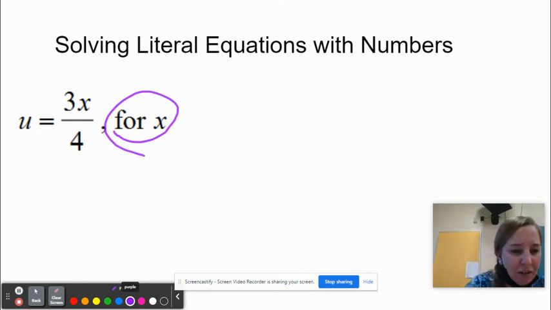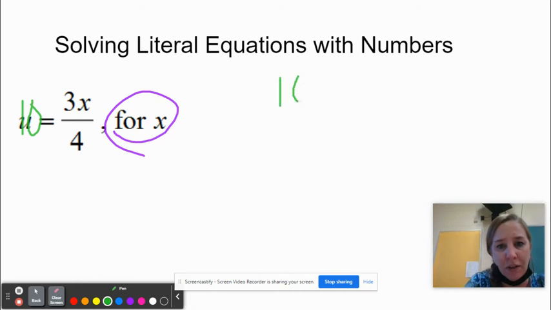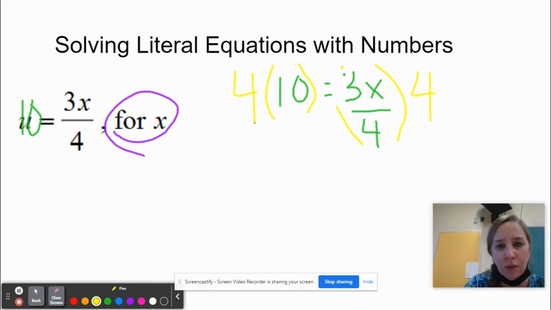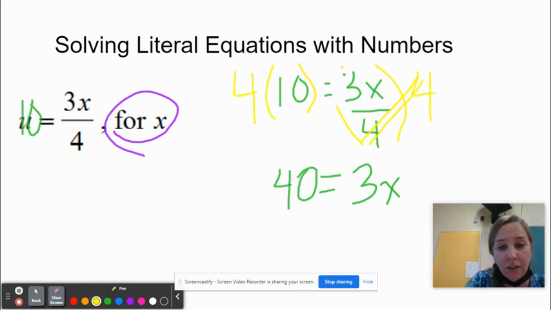And that might be confusing because we have this u over here and, like, what's going on. But let's pretend for a second that it's not a u. Let's pretend it's a 10. How would you go about solving something like this? Well, you would first multiply both sides by 4. Cool. And those would cancel. And we'd have 3x over here equals 40. And then you divide by 3 on both sides. And x would be 40 over 3, whatever that turns out to be.